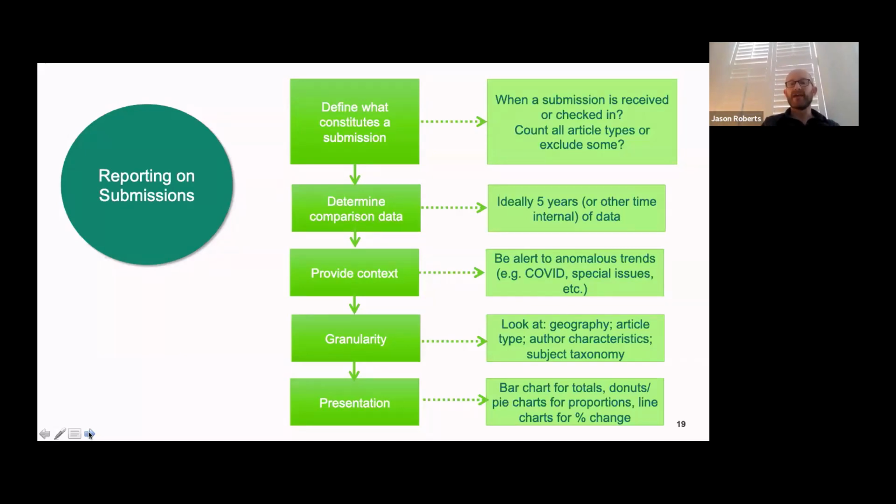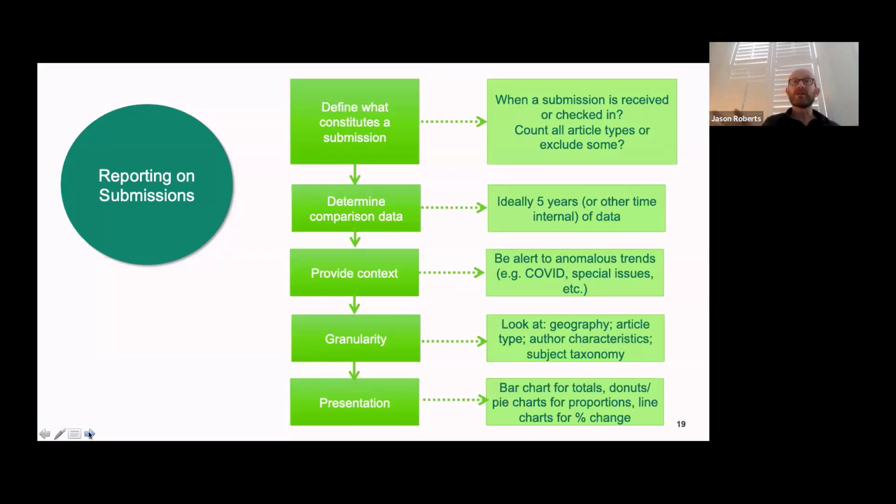And for every report, the way I approach it, whether it's submissions, reviews, whatever it is, I first define what it is that I want to report. And then I determine the comparison data, so what's meaningful. And typically I try to do 5 years, mainly because a lot of the data just becomes old and maybe not relevant, or maybe there's too much data, and it's just too much to handle.